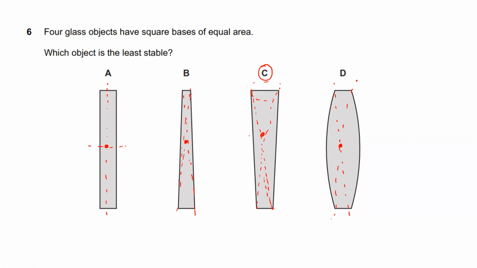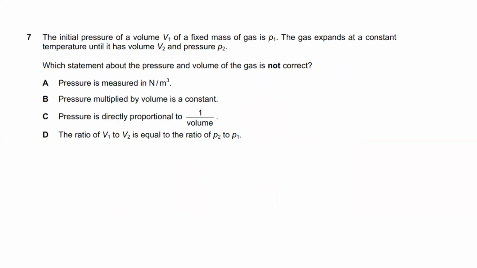So this is how, on an actual paper, you can use a ruler to draw the lines. Whichever shape has its center of gravity more towards the upper side compared to the base will be least stable. So moving ahead, next question, question number 7.